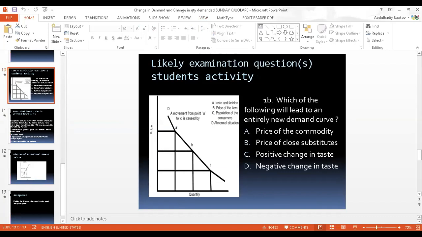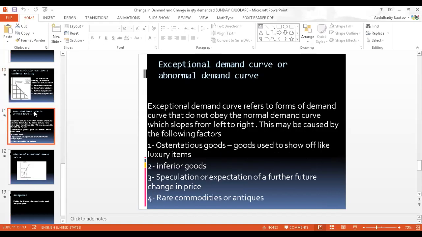So many of us picked B anyway. If you picked A, that means you have not picked the correct option. Please let us note that. So let us go on. Definitely we'll find time to go over this in our revision. We'll find time to review this topic.